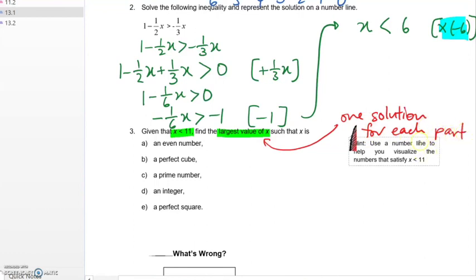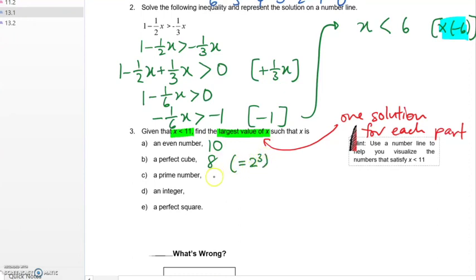You can follow the hint here and draw a number line. But I think in this case it's quite basic in the sense that x less than 11, you're looking at numbers less than 11. Nothing too difficult about that. So what's the largest possible even number? Well, you're just looking at the number 10. Perfect cube, that should be 8. And this is what you get from 2 cubed.